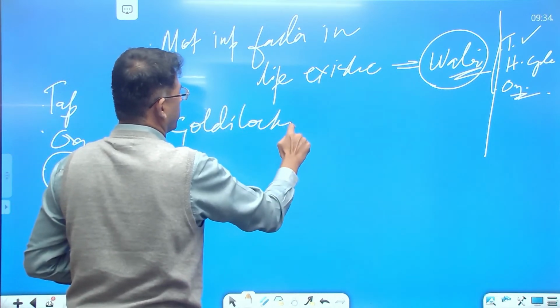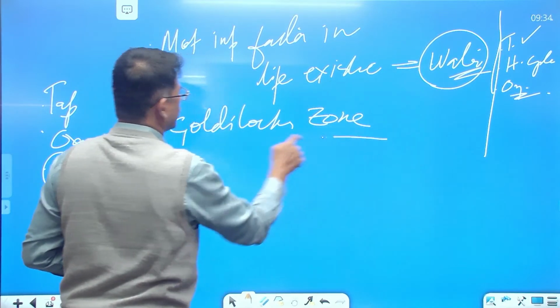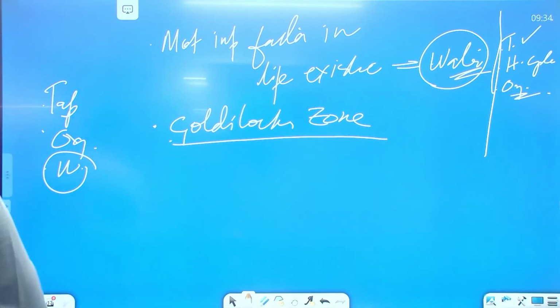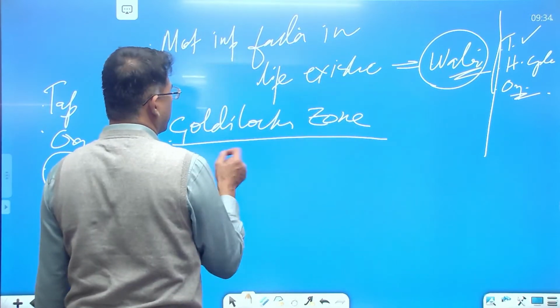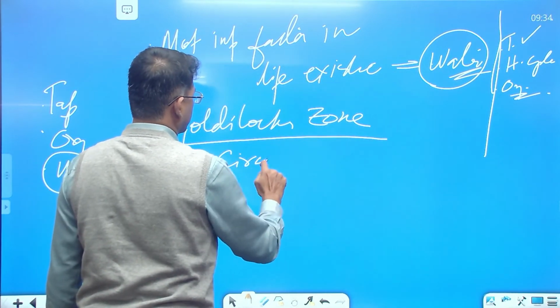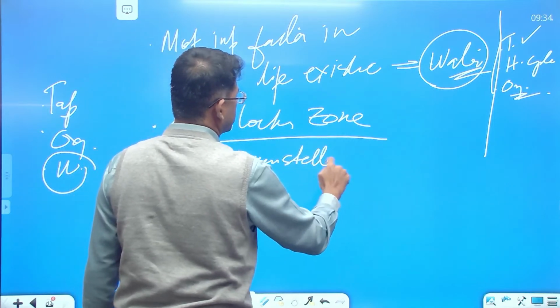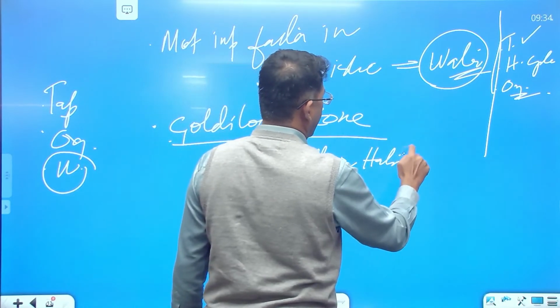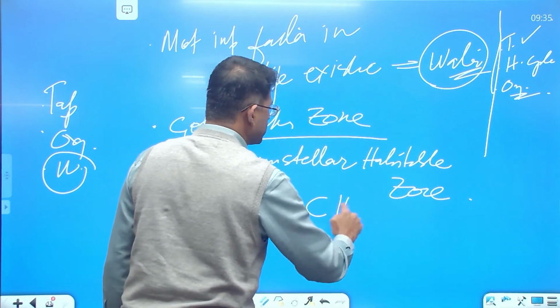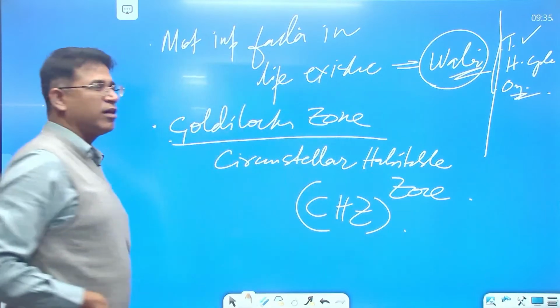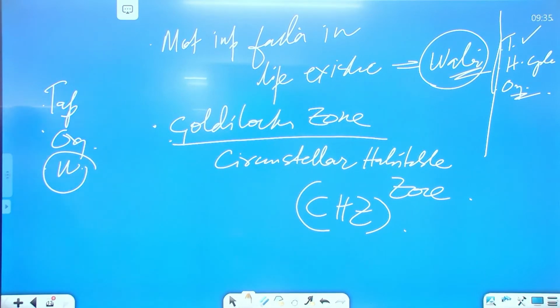Goldilocks zone. It is also referred to as the circumstellar habitable zone. शॉर्ट में इसको CHZ भी लिखते हैं. The Goldilocks zone or the circumstellar habitable zone. यह है क्या?